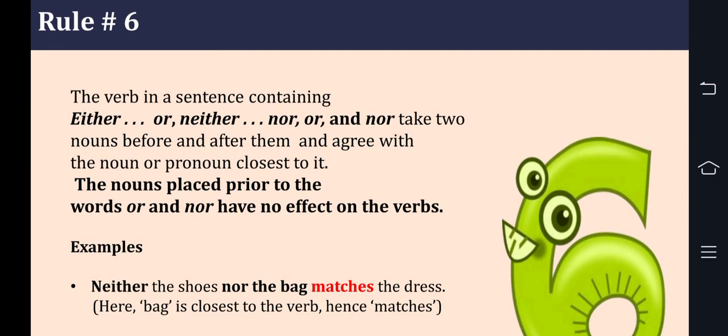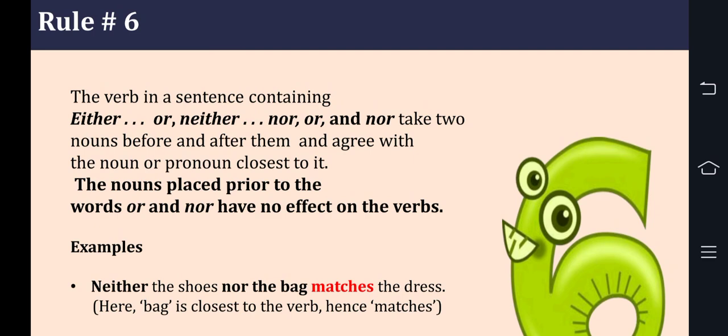The verb in a sentence containing either or, neither nor takes two nouns before and after them and agrees with the noun or pronoun closest to it. Notice, noun or pronoun closest to it. The nouns placed prior to the words or and nor have no effect on the verbs.